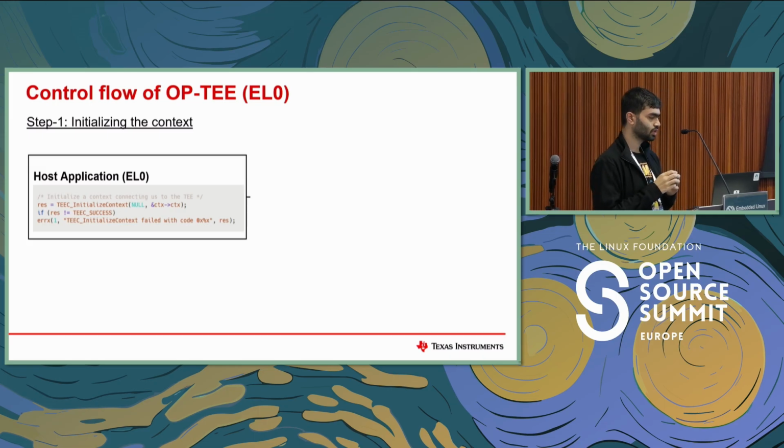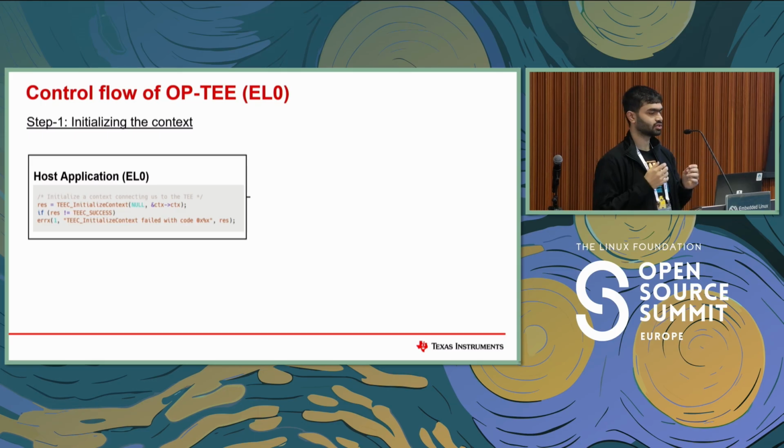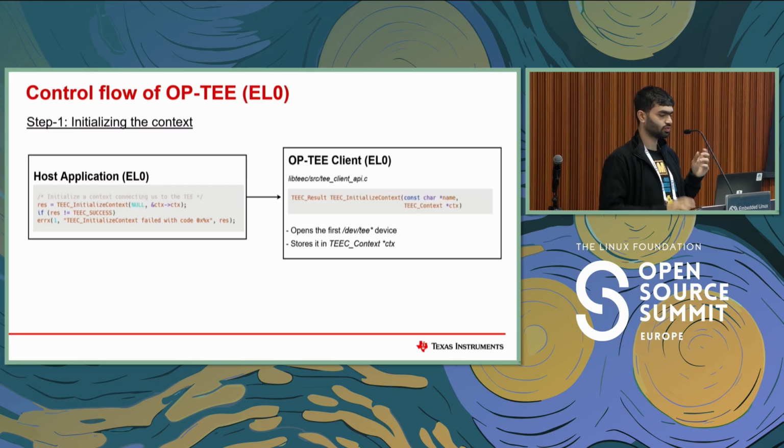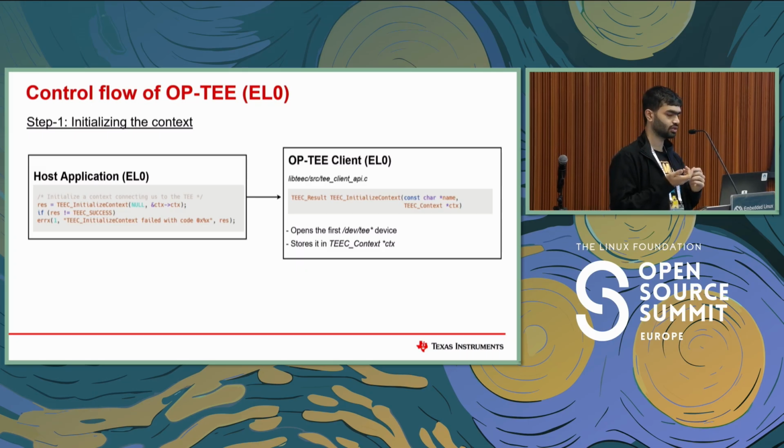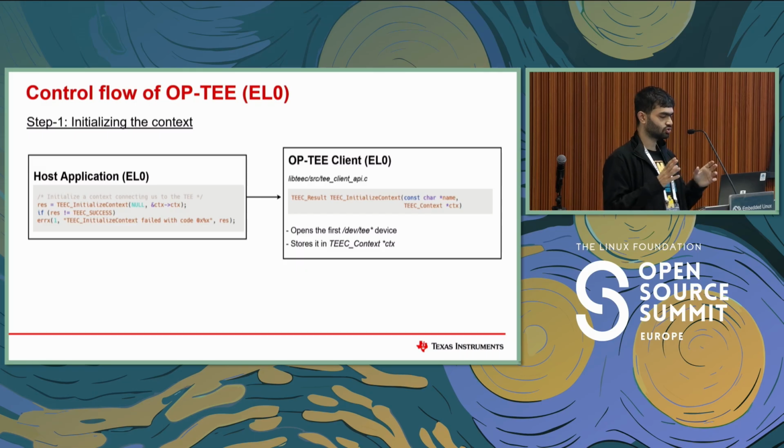from the perspective of a trusted application. In the beginning, whenever you're writing a trusted application, you have to initialize the context. You have a host application that is the EL0 on the non-secure side. It initializes the context, so it goes to the OPTEE client, the TEE client libraries that are linked. In the bookkeeping, what the TEE client library does is it opens the /dev/tee device. Whenever you have OPTEE running, it opens that device and stores it in a context. So it's just a basic call. That's it.